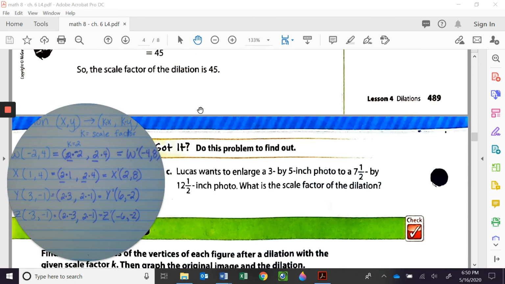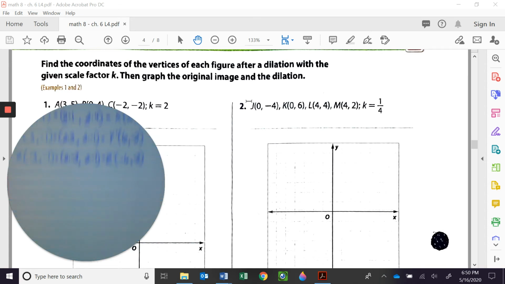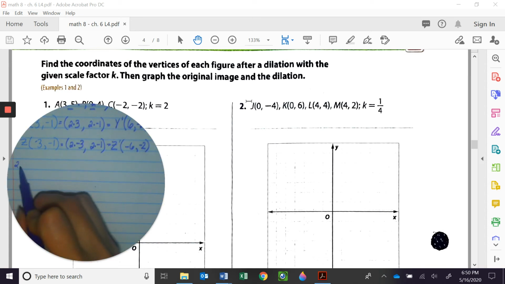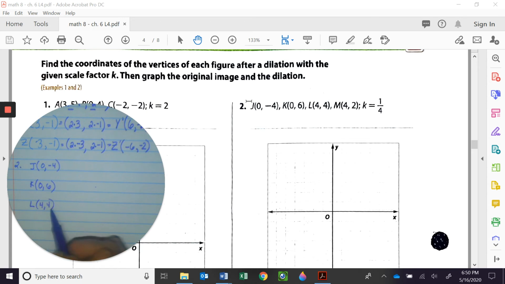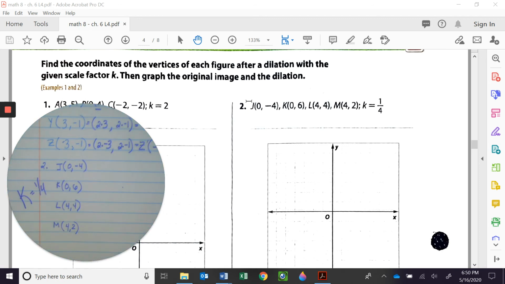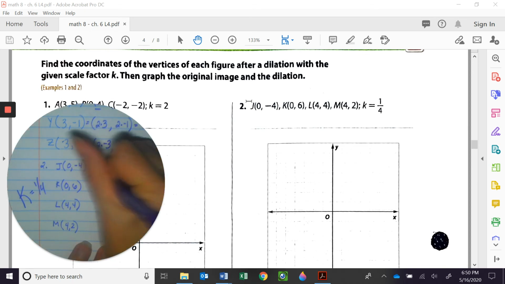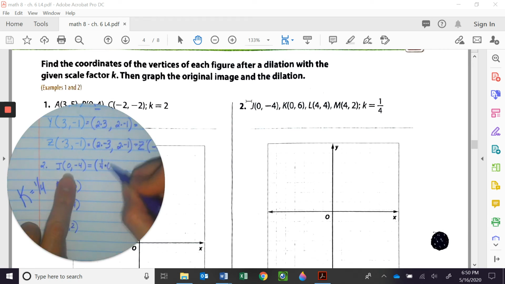So let's see if we can find one that has that. Let's look at number 2. Okay, so our points, J, which is at 0, -4, K, which is at 0, 6, L, which is at 4, 4, and M, which is at 4, 2. And they tell us that our scale factor is 1/4. So all that's telling me to do is take 1/4 and multiply by each point.